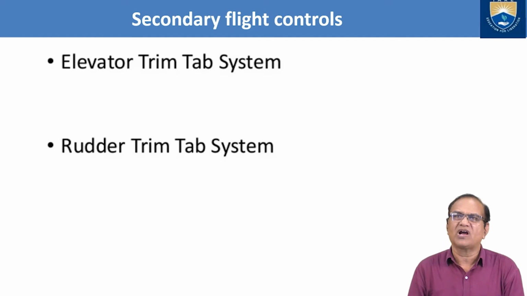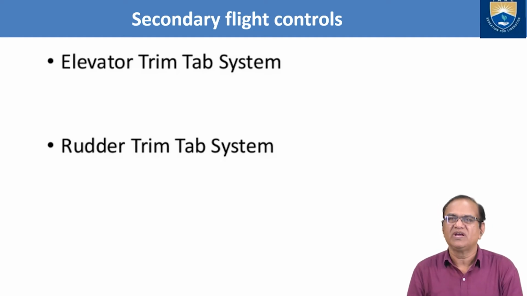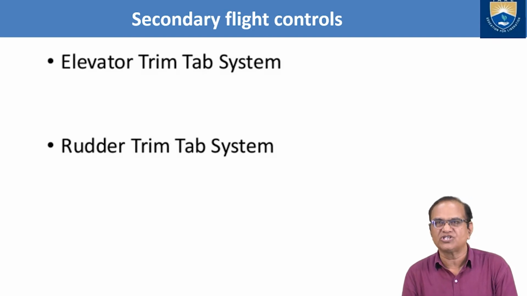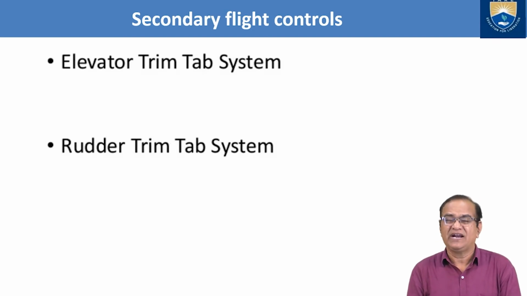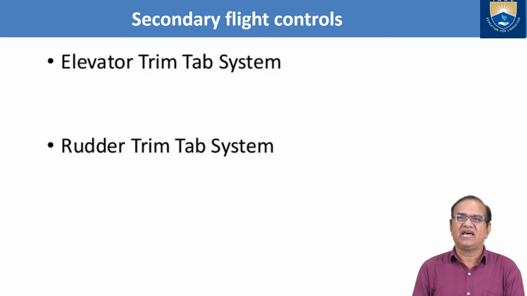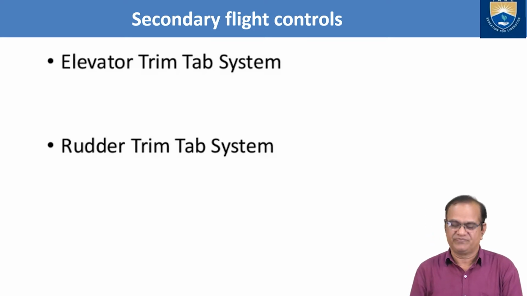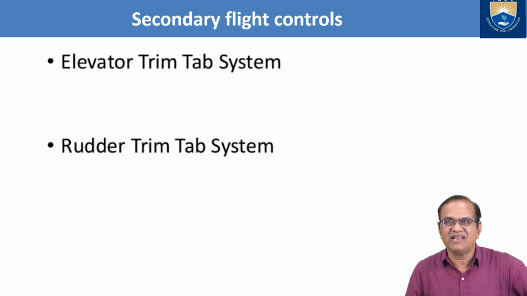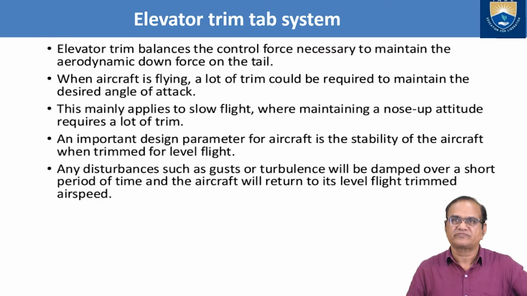So till now I have covered the primary flight control system, but we also have some secondary and some auxiliary ones also. So I will talk about the secondary flight control system. It is called elevator trim tab. Then another one is the rudder trim tab. These are the two trim tabs which we use as a secondary flight control system.